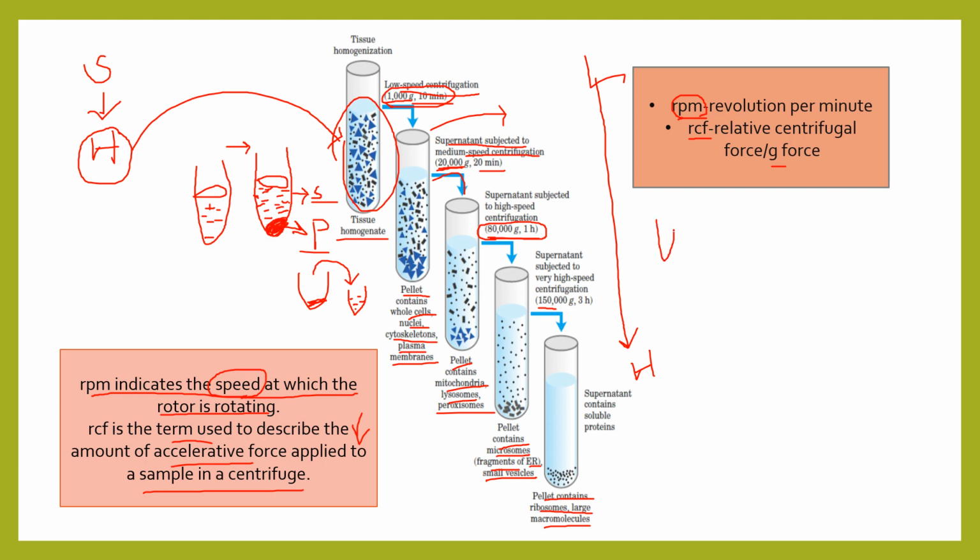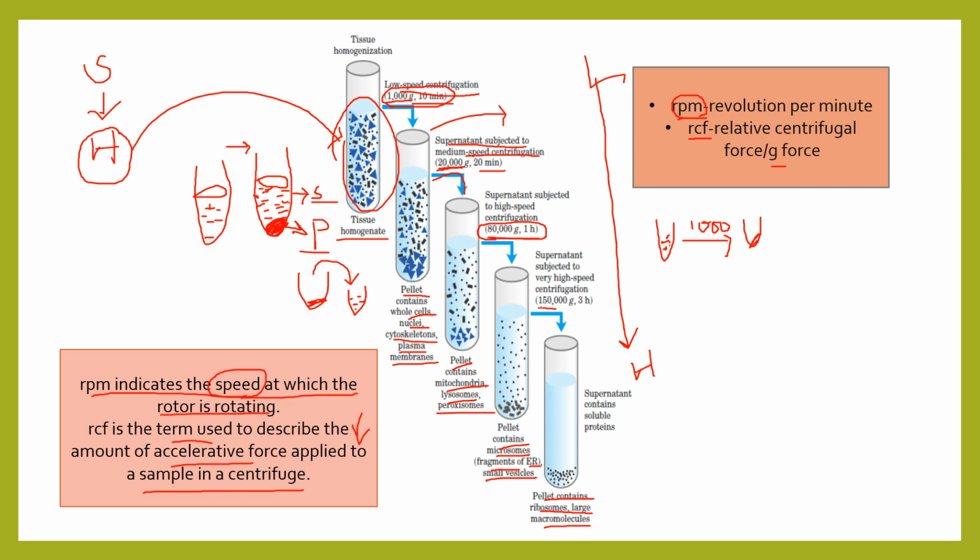First, this is the homogenate. All cellular organelles are present in the homogenate. Then we have applied low speed centrifugation, that is 1000 G for 10 minutes. What have we got? The pellet contains whole cell nuclei.